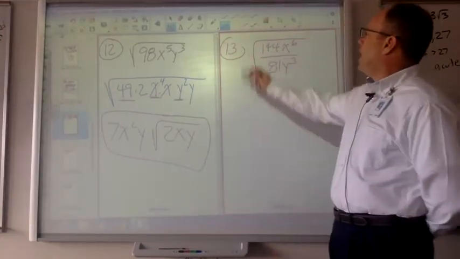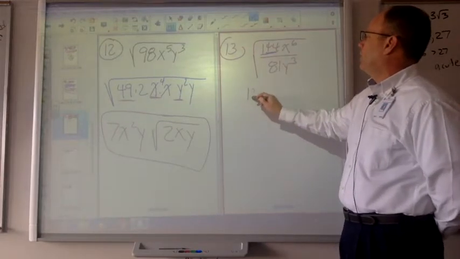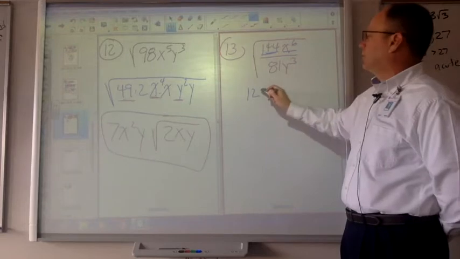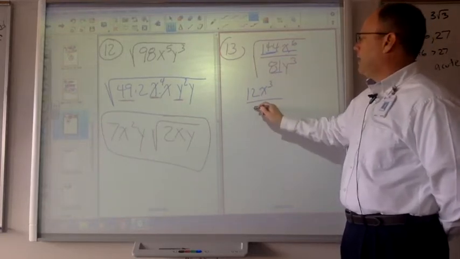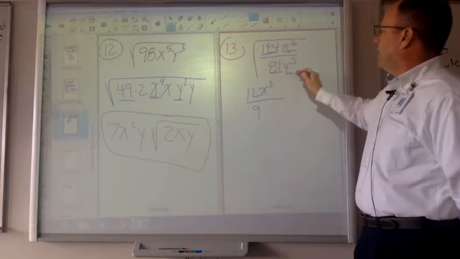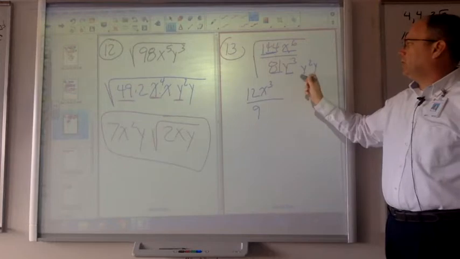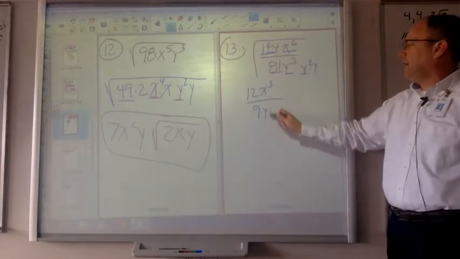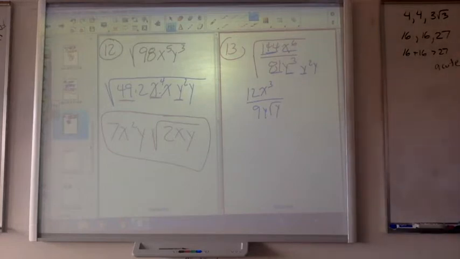All right. Problem number 13. Square root of 144 is 12. Square root of x to the 6th is x to the 3rd. Square root of 81 is 9. And then that needs to break into this. So that's going to give me square root of y squared is y, and then I have square root y down here. Okay? So that's the first part of that problem.